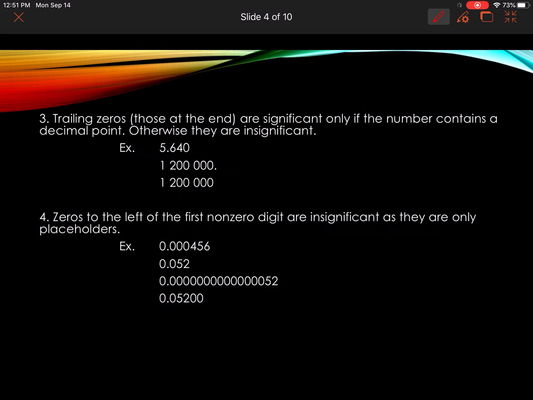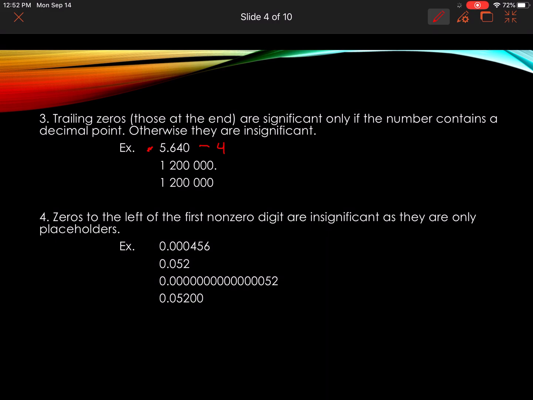Trailing zeros. The third rule talks about trailing zeros. Zeros that are trailing are those at the end of a number. They are significant only if the number contains a decimal point. Otherwise, we don't count them. So for the first one here, 5.640, that 0 at the end does get counted because this number has a decimal in it. So I'm going to count 4 sig figs for this number.